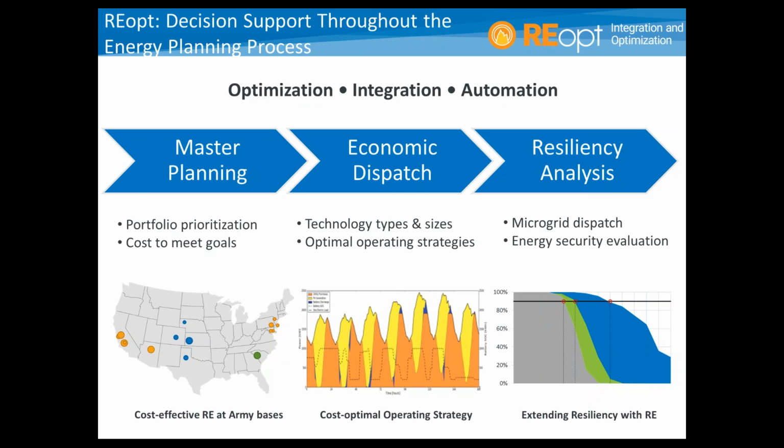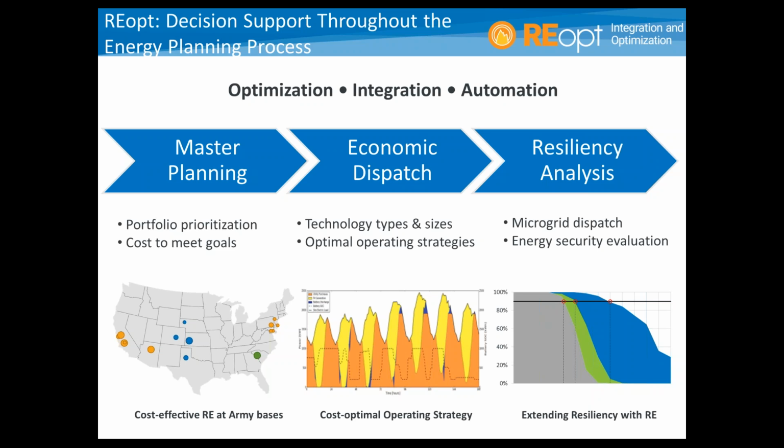And the graphic that's shown there in the bottom left is an example of one of the projects that we did for the Army, where we helped them to identify some of their renewable energy opportunities. The middle panel here, economic dispatch, describes a more detailed level of analysis.